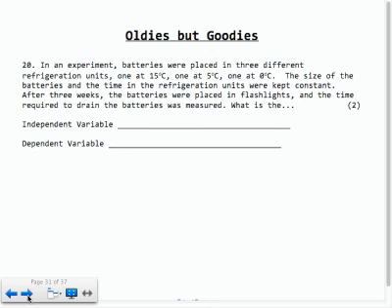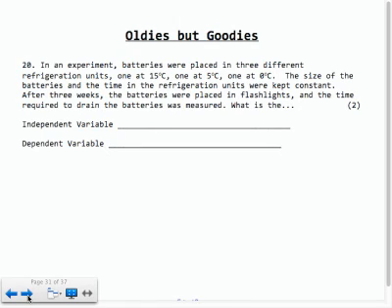In an experiment, some batteries are placed in 3 different refrigeration units set at temperatures of 15, 5, and 0 degrees Celsius. The size of the batteries and timed refrigeration units are kept constant. After 3 weeks, the batteries are placed in flashlights, and the time required to drain the batteries was measured. What is the independent variable?